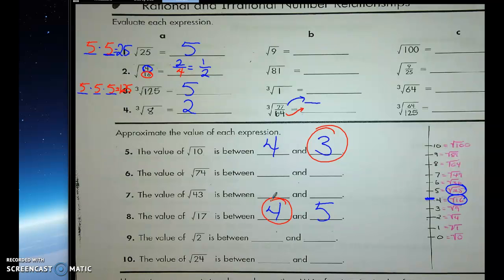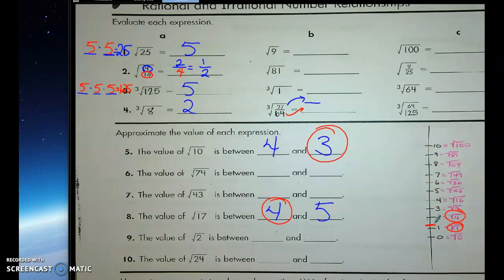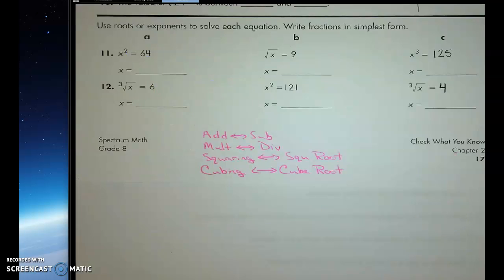Number 9, square root of 2. So, looking at our number line, square root of 2 is bigger than square root of 1, but it is smaller than square root of 4. So that square root of 2 is going to end up coming in right here. And so that'll let you know what numbers it's between. And then I want you to go ahead and try to circle the number that it is closest to. And then go ahead and finish up number 10.